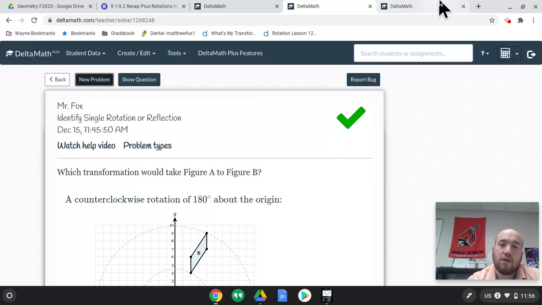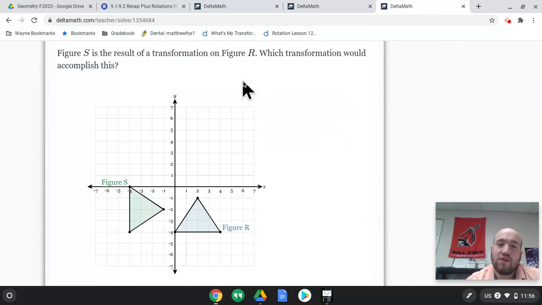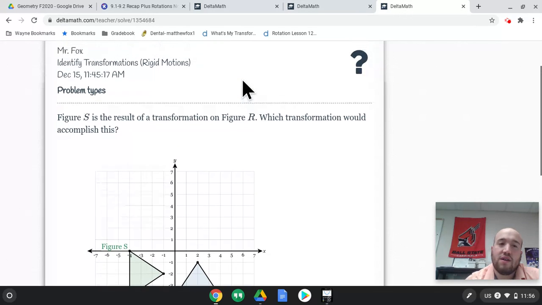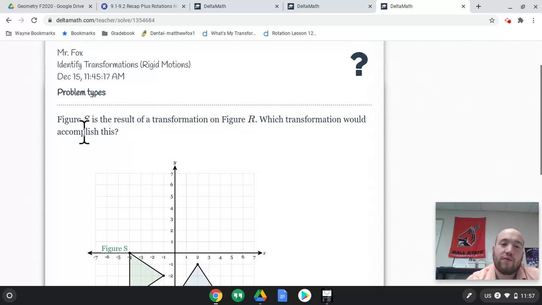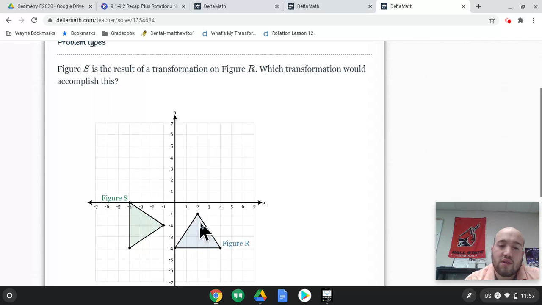and we're done. Then the final type, similar. Once again, it says identify the transformation. So figure S is the result of the transformation on figure R. So it starts at R, R is the preimage, and it ends up on S. So this one, hopefully you can see, is rotating.